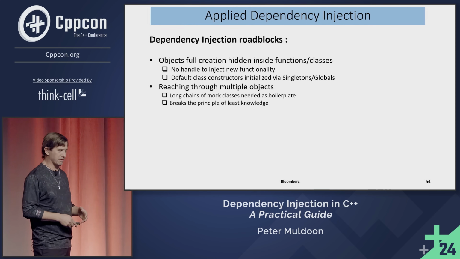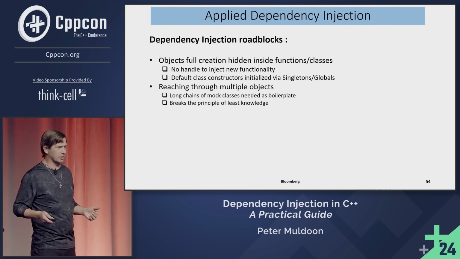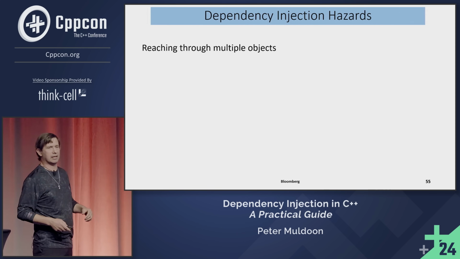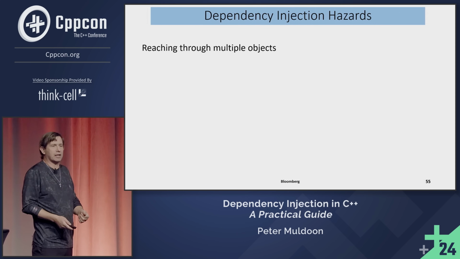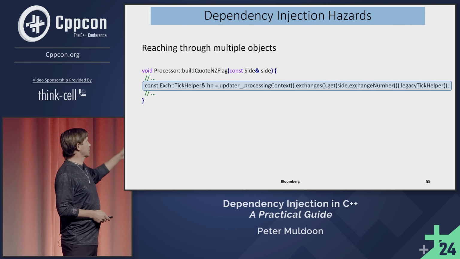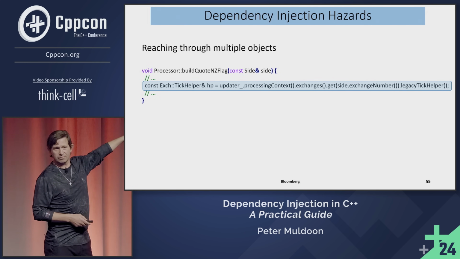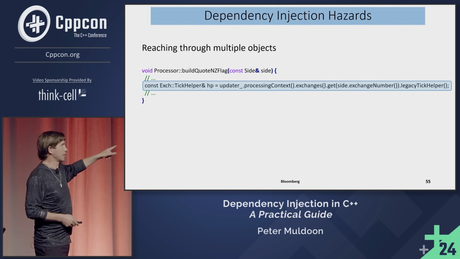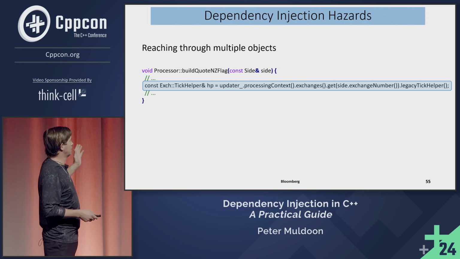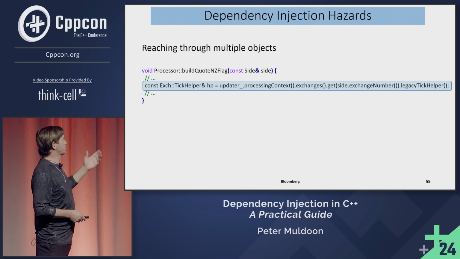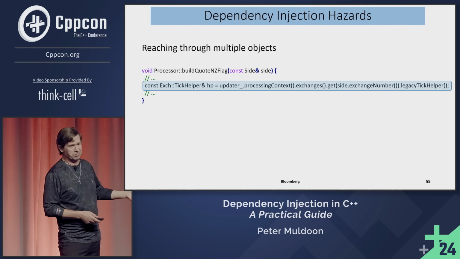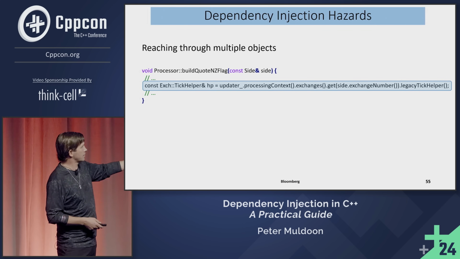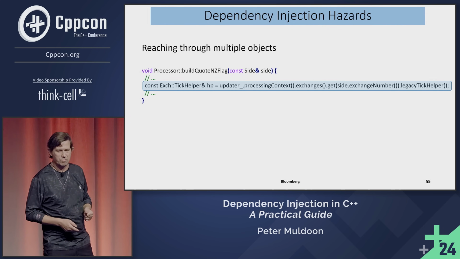Reaching through multiple objects is another way of doing it. What does that mean? We have long chains of classes that need to be called, and we break what's called the principle of least knowledge. That usually means you're handing big grab bags of state around. This is an actual real line of code. If you think I put this together just to be ridiculous, it is a real line of code. When I want to get this thing called a tick helper, I have this updater class, I call it processing context, it gives me some class, what I call exchanges as class, I have to do a get on something, and again I get a tick helper at the bottom.